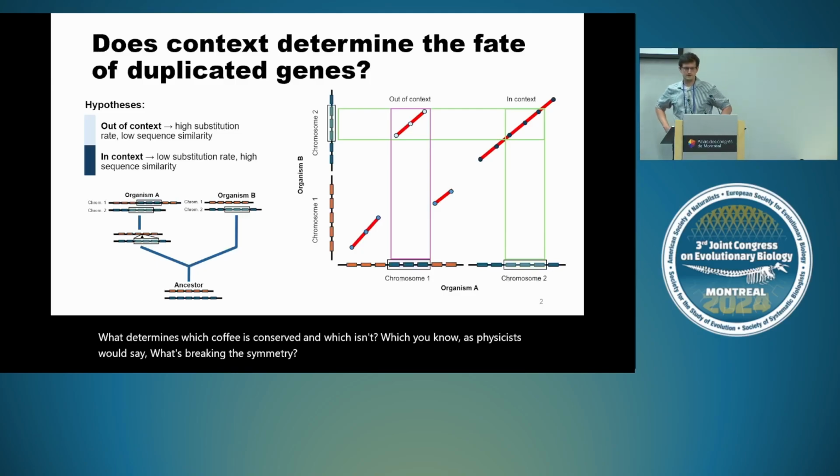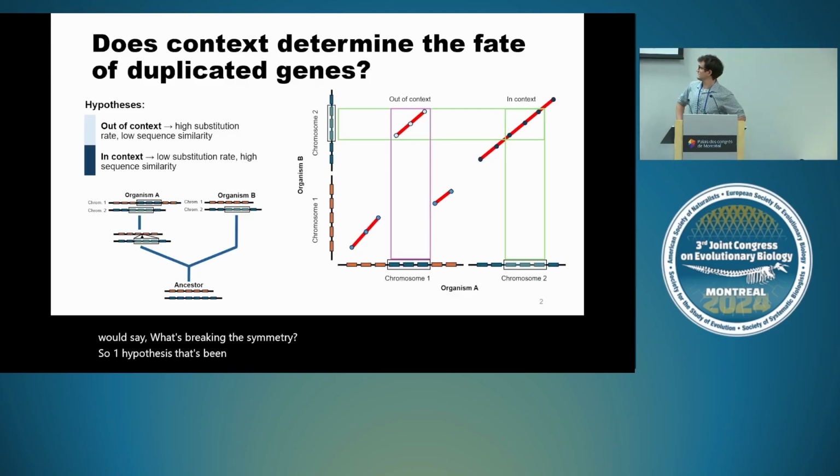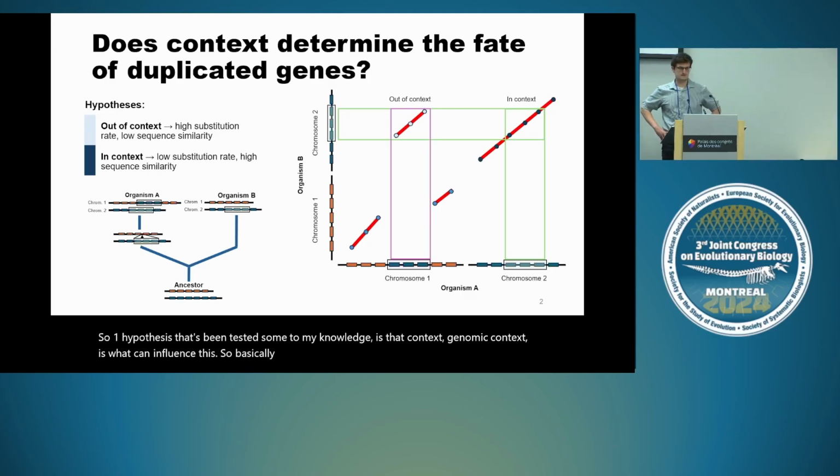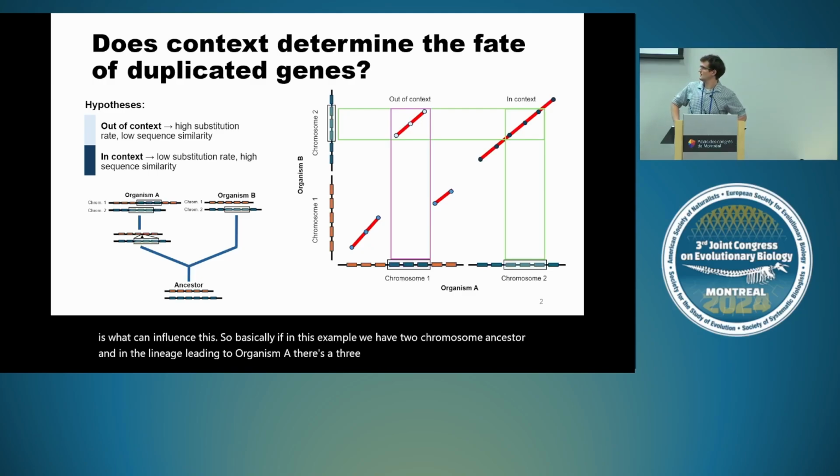So one hypothesis that's been tested some, to my knowledge, is that genomic context is what can influence this. So basically, if in this example we have a two-chromosome ancestor, and in the lineage leading to organism A, there's a 3-gene duplication that's inserted into chromosome 1, copied from chromosome 2, and this happens after a speciation event that's leading to the two organisms we're looking at.